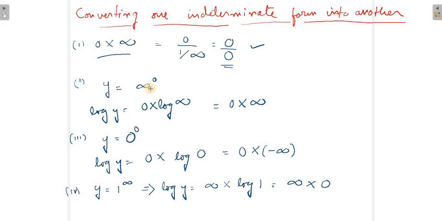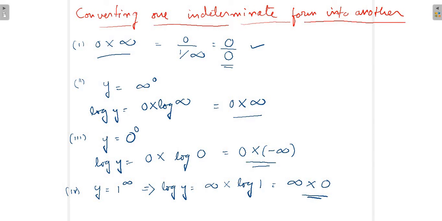Here is y equal to infinity power 0. We can take log on both sides, and infinity power 0 becomes 0 into infinity. Now y equals 0 to the power 0, taking log again, becomes 0 into minus infinity. And the last one is y equals 1 to the power infinity. Taking log on both sides, we again get infinity into 0. So we can convert one indeterminate form to another.